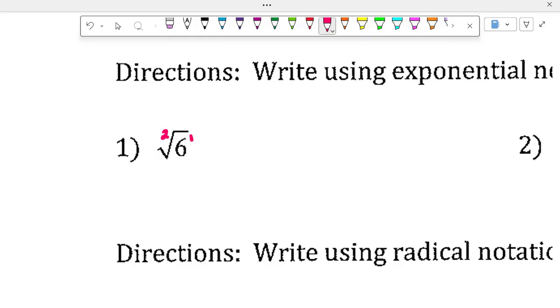So based off of that rule that I just gave you, the nth root of x to the a is equal to x to the a over n. What is this? 6 raised to the 1/2. That's all you got to do. If I ask you to switch to exponential form, you just got to give it to me as an exponent.